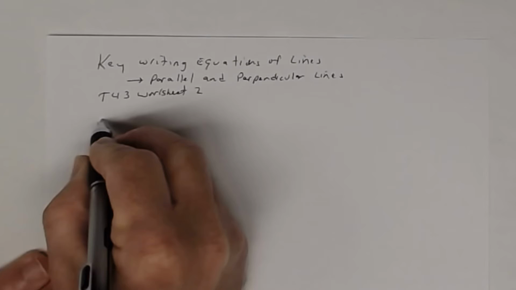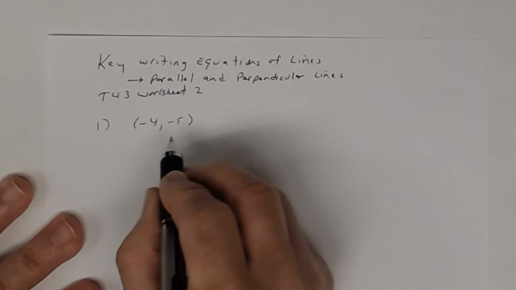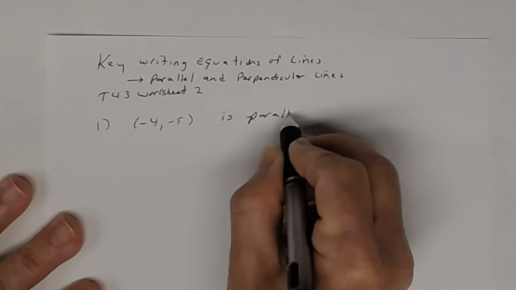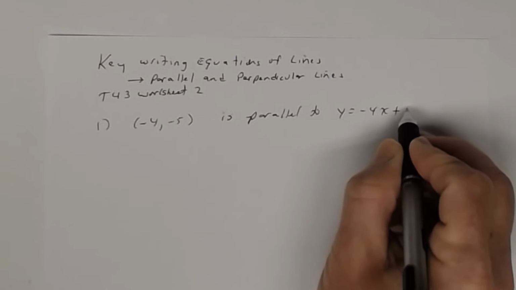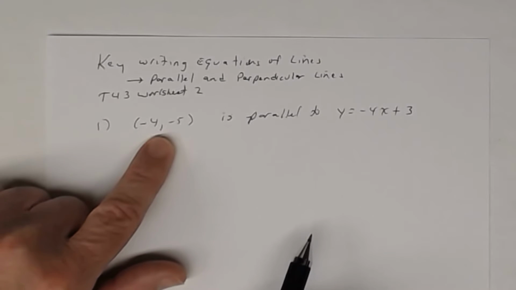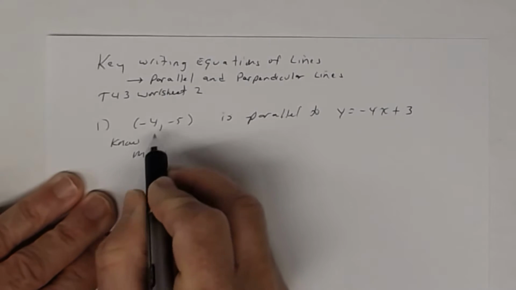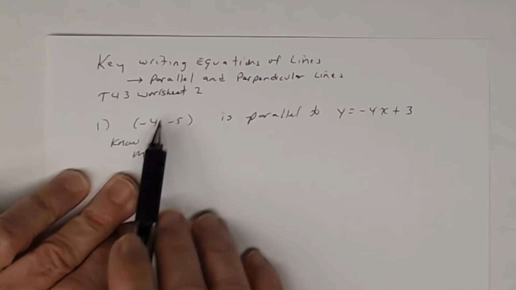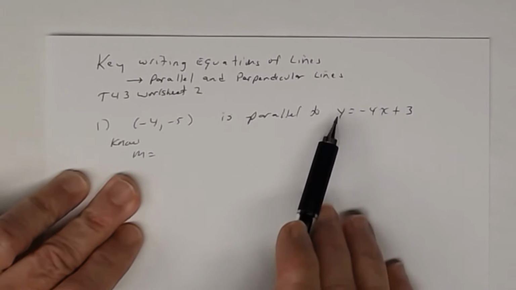So number 1, remember this line goes through the point -4, -5, and this line that we're interested in is parallel to the line whose equation is this, y equals -4x plus 3. So if I'm interested in the equation of the line that goes to this point, I need to know the slope of that line. Well, I can easily find the slope of this line because I know that this line is parallel to this line. And I can easily find the slope of this line because it's in slope-intercept form.